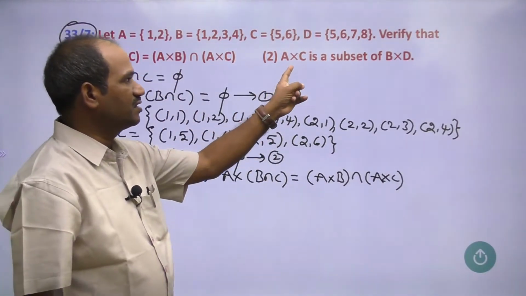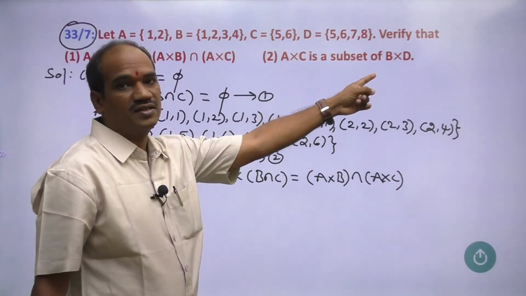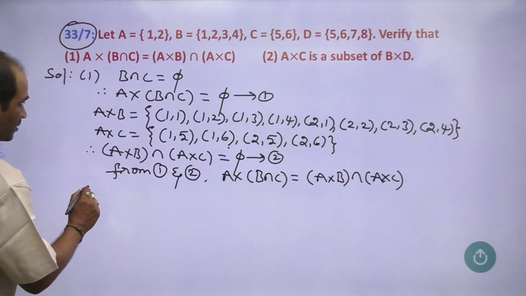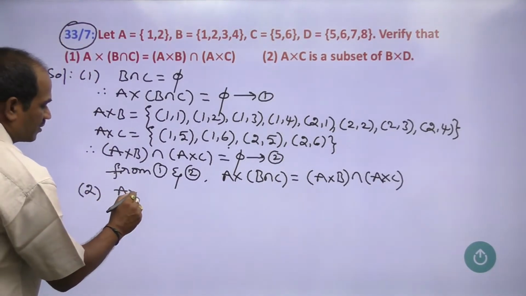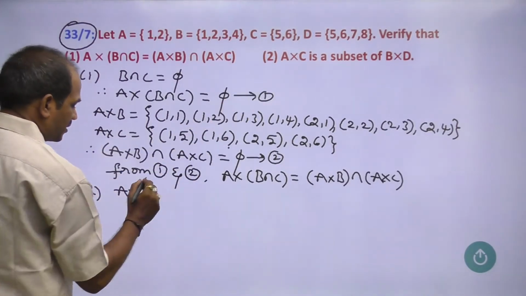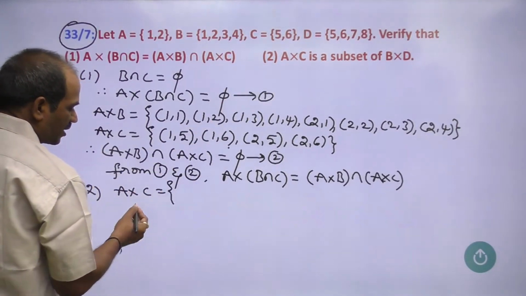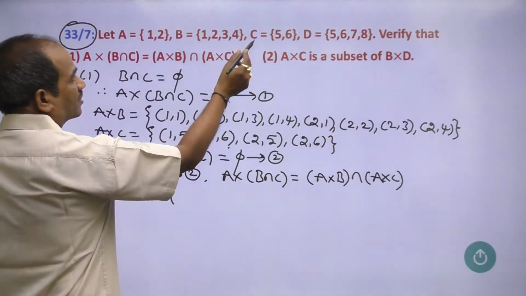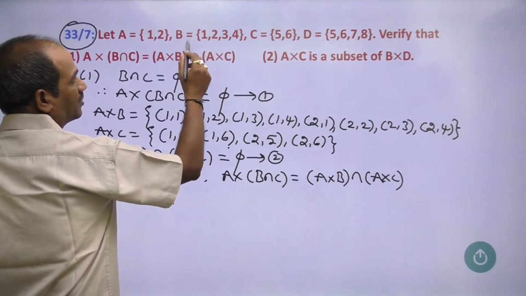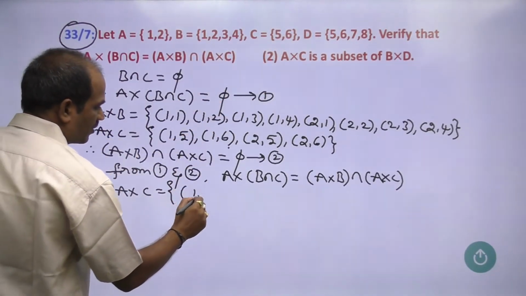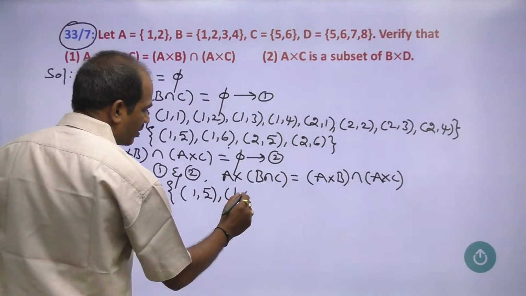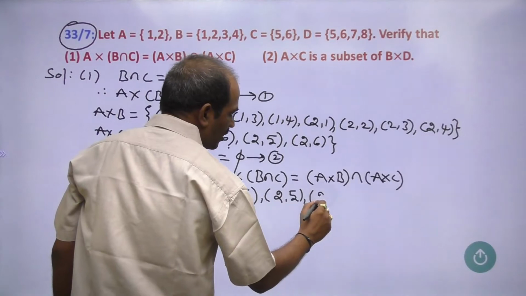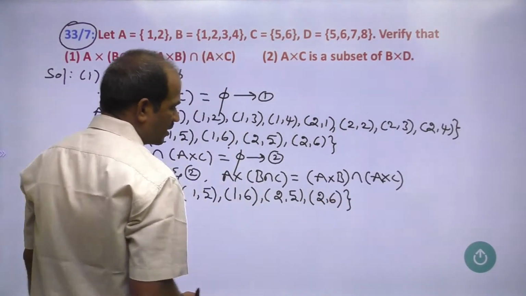Next, the second one: A×C is a subset of B×D. First we calculate A×C. A×C is the cross product: 1,5; 1,6; next 2,5; next 2,6. So A×C is 1,5; 1,6; 2,5; 2,6.